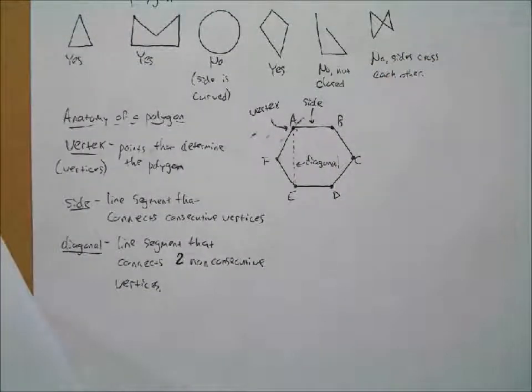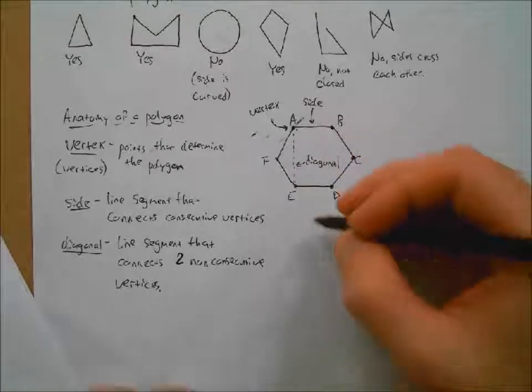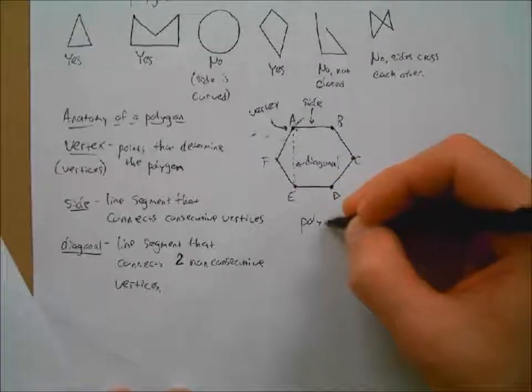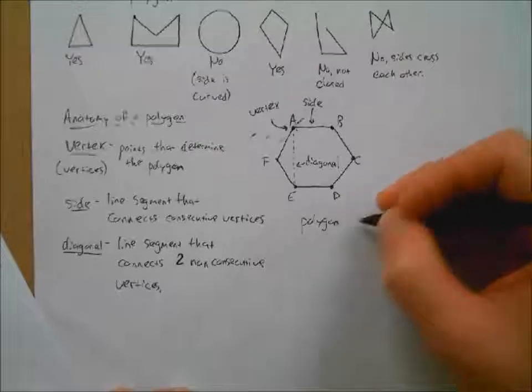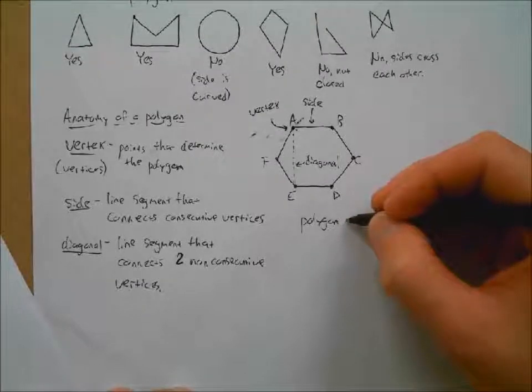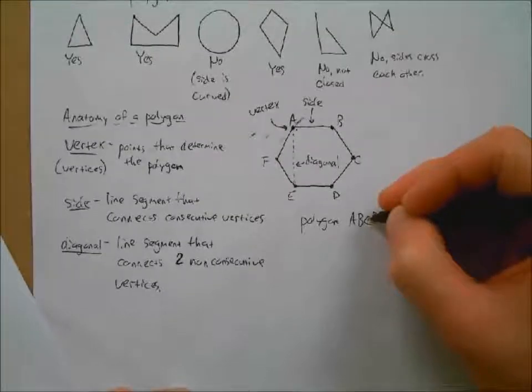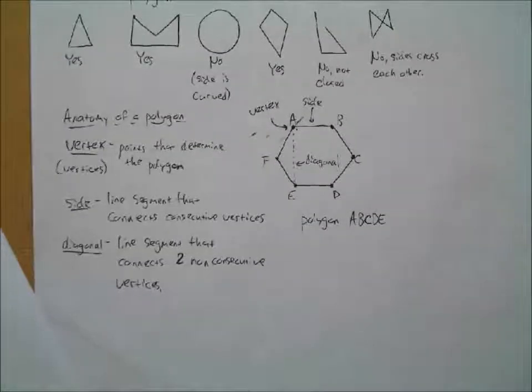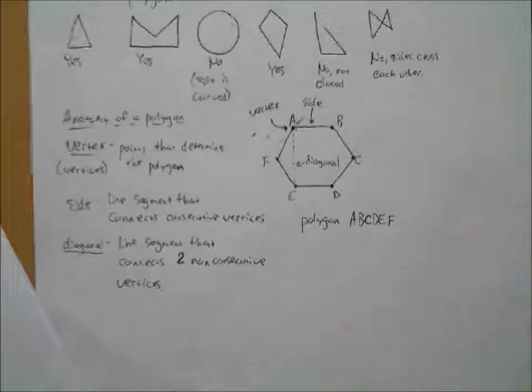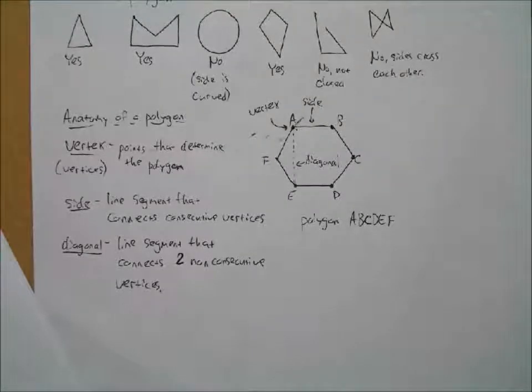Okay. All right. The name of this polygon, how do we name a polygon? We name it by its vertices. It gets a little cumbersome when you have a decagon and stuff like that, but this polygon is called Polygon A, B, C, D, E, F. That's Polygon ABCDEF. You name it by its vertices. I know it's a little bit much, but there it is.